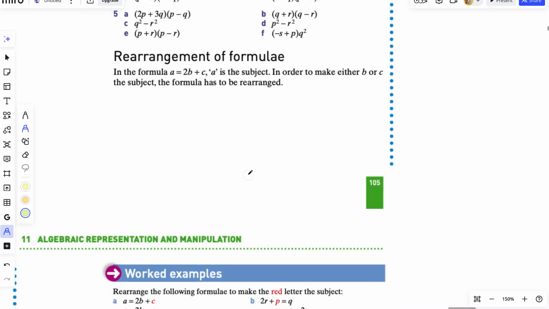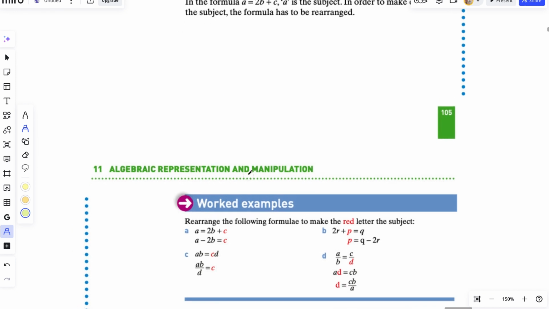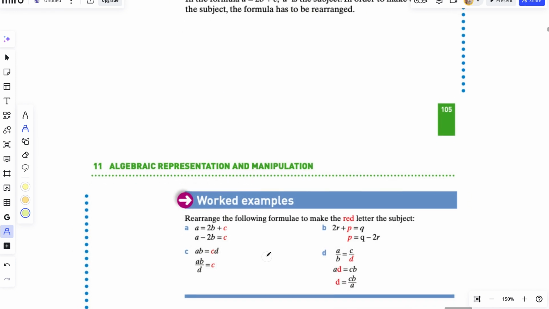Okay, this one we're going to repeat in the next one, which is chapter 12. Now, rearranging the formula is just to make one letter the subject of the formula. Let's take a look at an example.